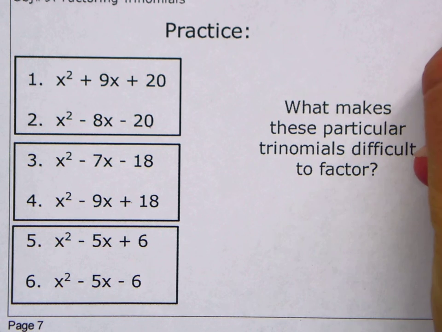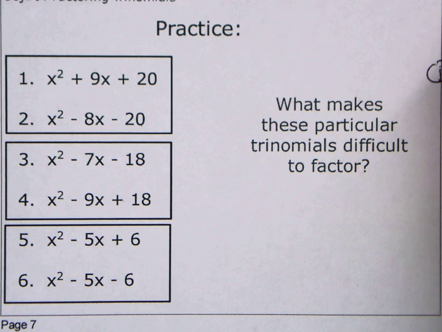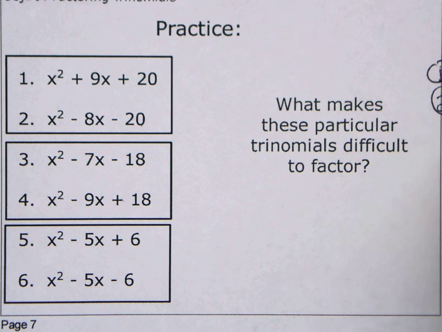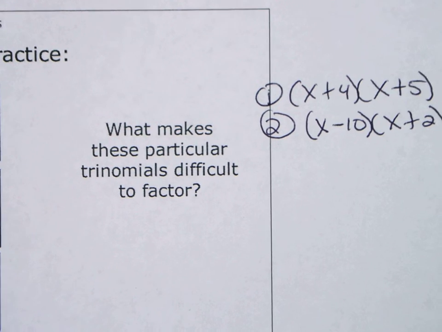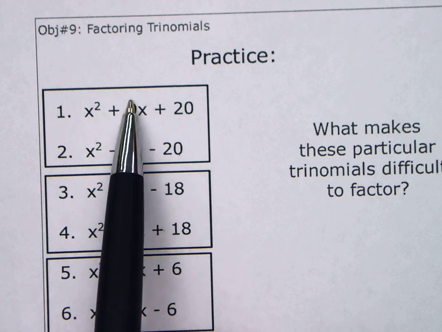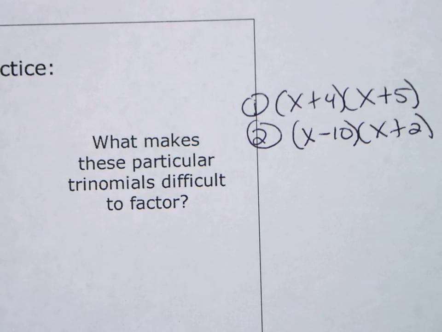All right. So over here, I'm going to write the answers. All right, so number 1, x, what multiplies to 20 and combines to 9? 4 and 5. What multiplies to 20 and subtracts to 8? X minus 10, x plus 2. So that's the answer to number 1 and 2. Look how different your answer is compared to the problem. The problems look so similar. 8 and 9, so close together, 20s, but your answers are so completely different.